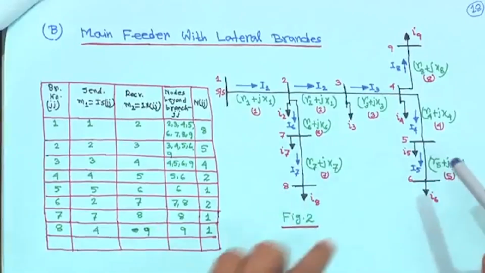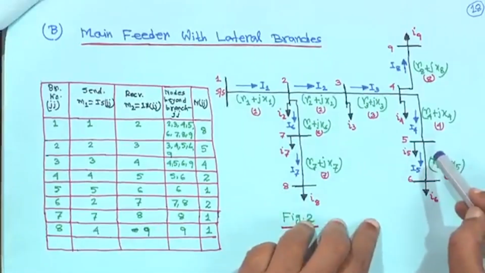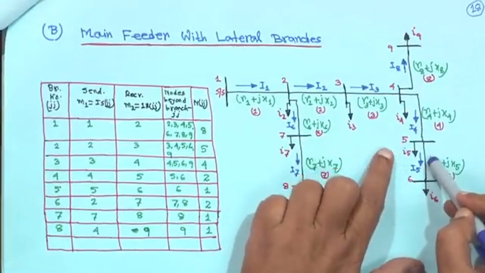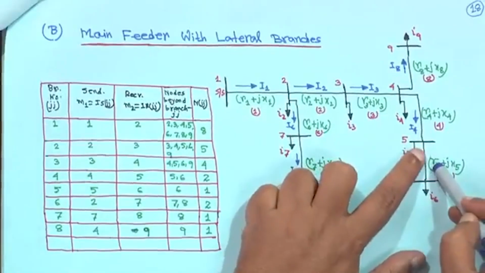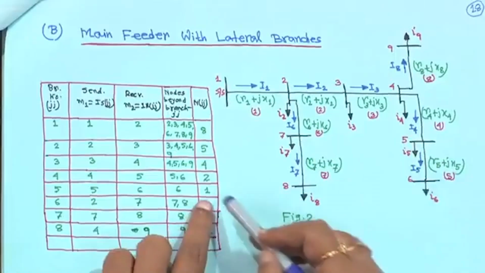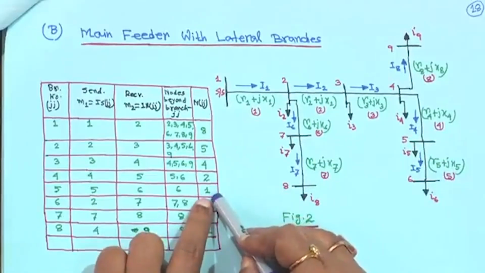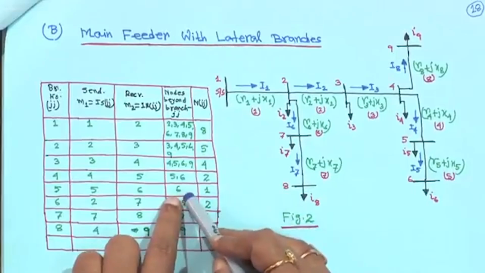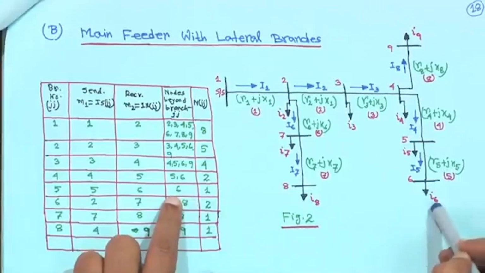Similarly, if you come to branch 6, this is the branch, beyond this branch only one node is there, that is 6. So, Njj is equal to 1, only one node, and which is that node? Node 6. So, this is node 6.